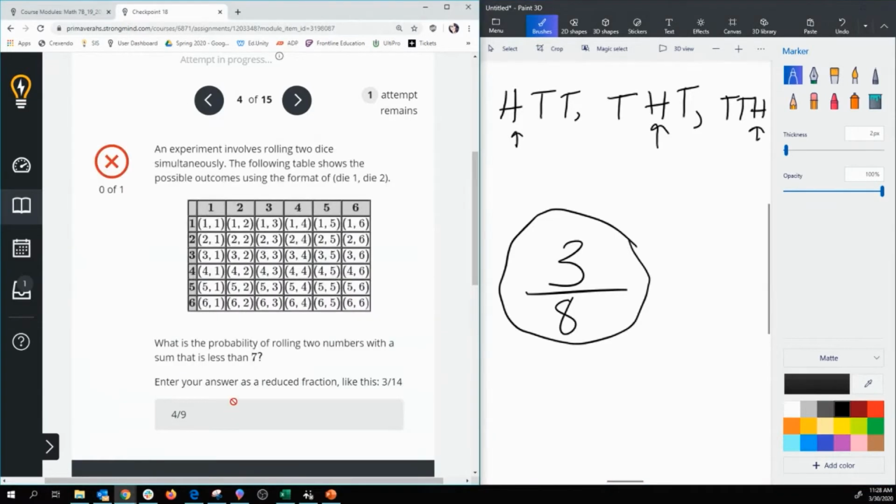All right, next question has this table in it with pairs. And we want to know what is the probability of rolling 2 numbers with the sum that is less than 7. So it has this big table with ordered pairs in it, and it's asking what's the probability of rolling 2 numbers that are less than 7.